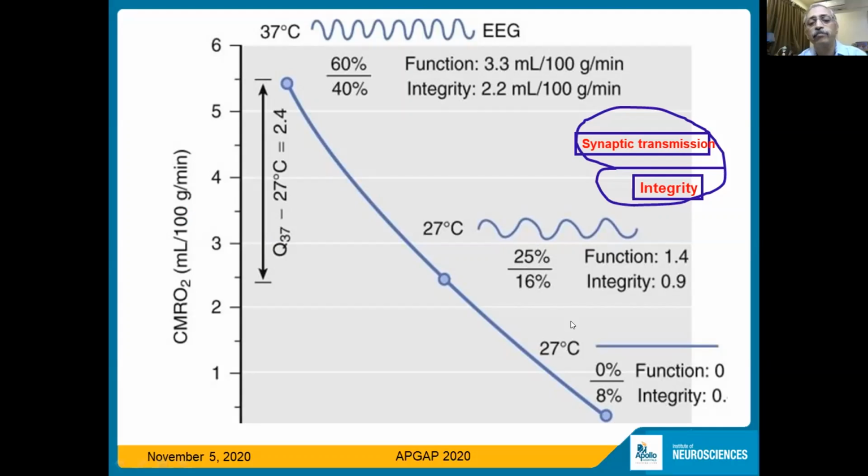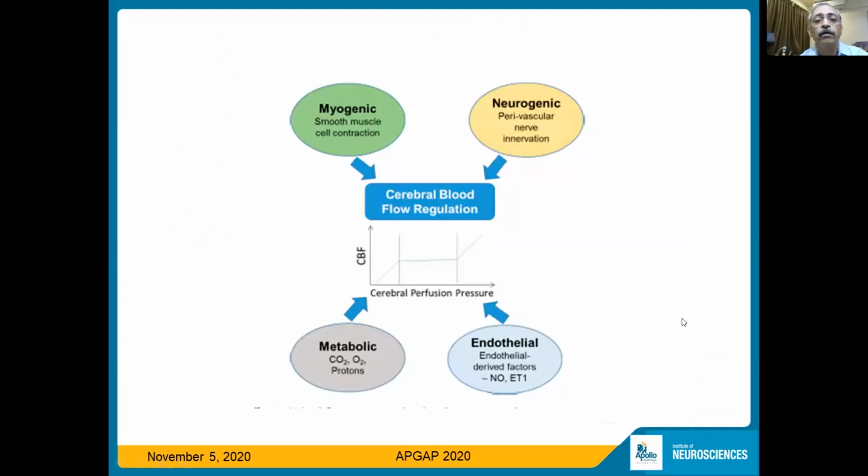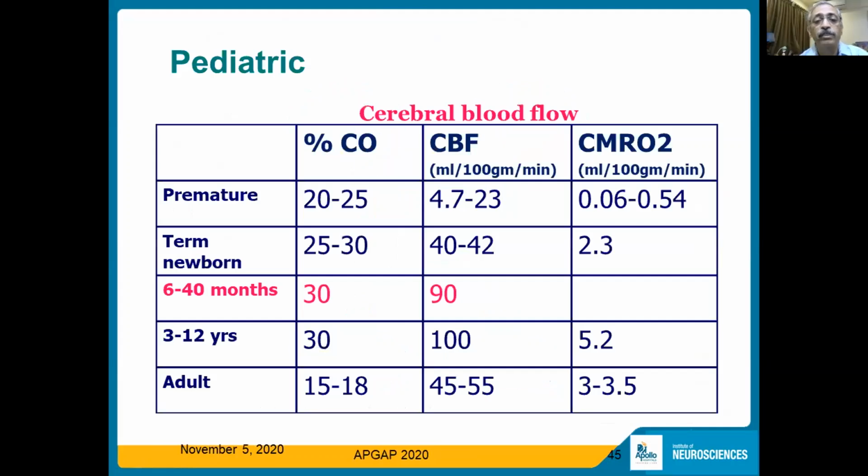And further reduction can be seen from 27 to 17 degrees. We see about 5, which means a 5 times reduction in the cerebral metabolic rate for oxygen. So, looking at it, myogenic, neurogenic, metabolic and endothelial factors control the cerebral perfusion and cerebral blood flow in spite of varying changes in the cerebral perfusion pressures.